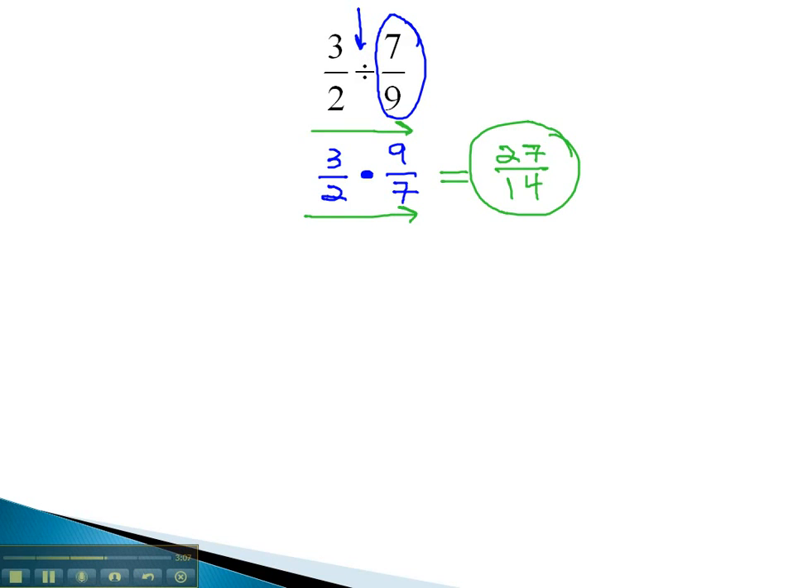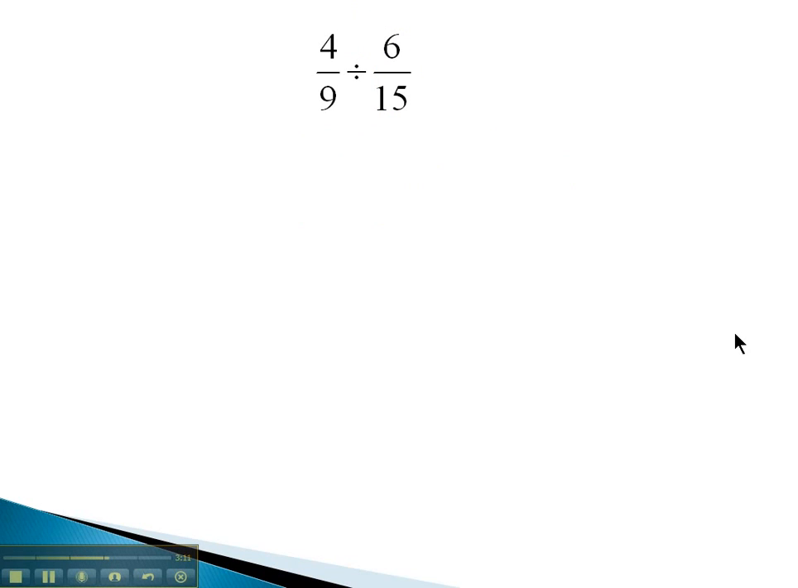Let's try another example where we divide by actually multiplying by the reciprocal. In this problem, we have 4/9 divided by 6/15. Again, with division, we're going to multiply by the reciprocal of that second fraction. 4/9 times 15/6.